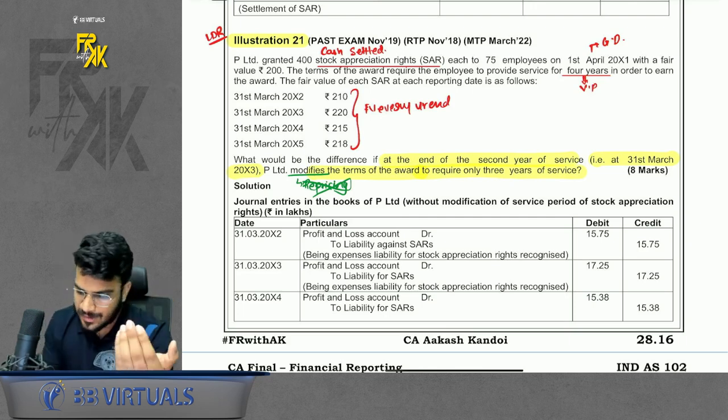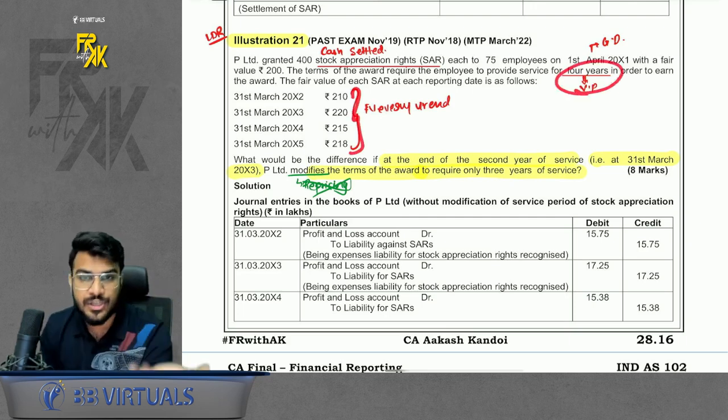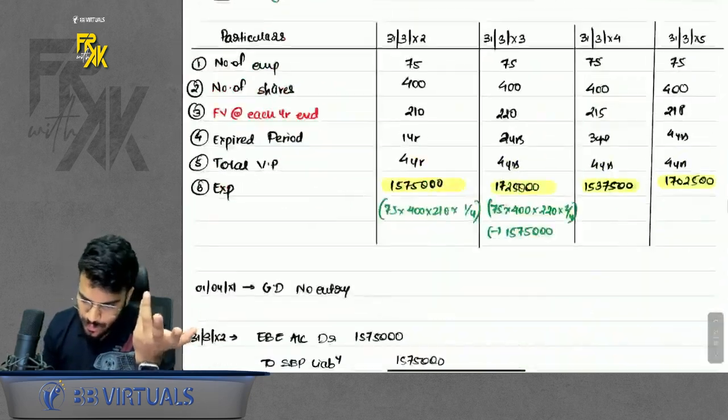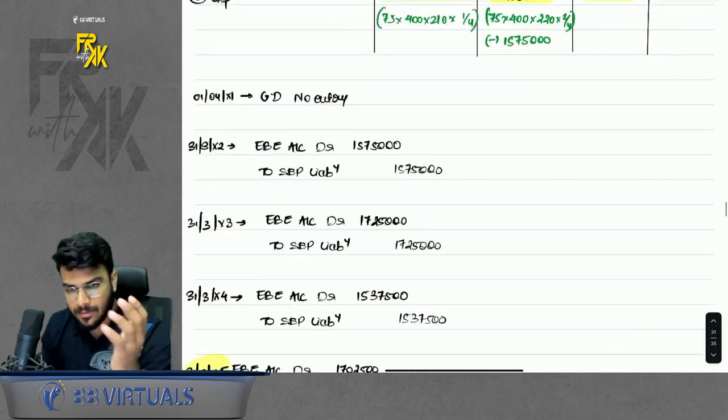Right? Because there is a vesting period of 4 years. So I will take the fair value on each year end because cash settled is there. So I accounted for this. I prepared the table. I booked the expense across 4 years.